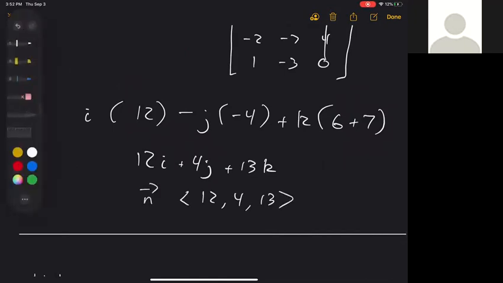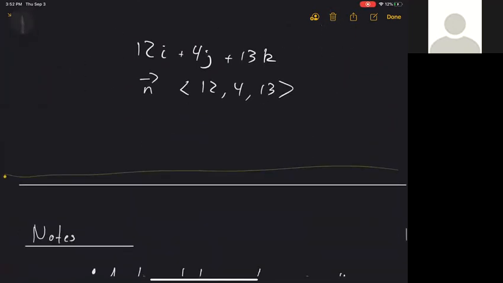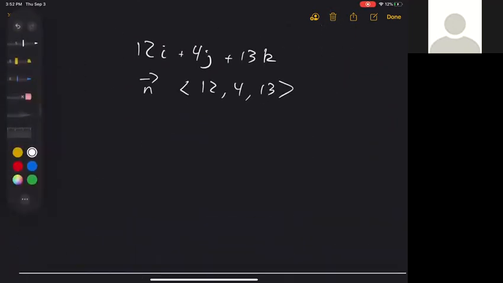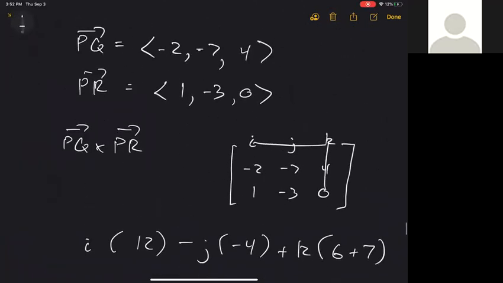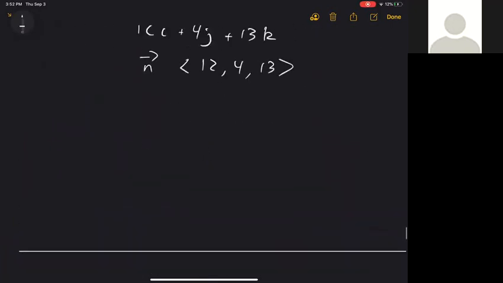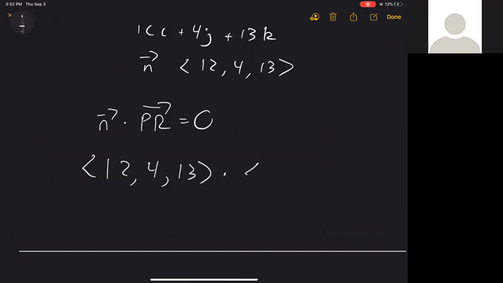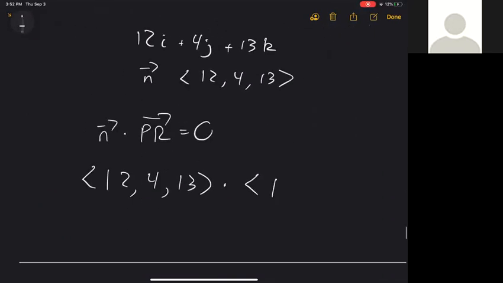Okay. So I've got my normal vector, and I've already found 2 vectors in my plane. These 2 vectors are in my plane, right? So I can pick either one of these. Let's pick PR, 1, -3, 0. I know n dot PR is going to be equal to 0. That's the equation of my plane, my vector equation, which I could write 12, 4, 13 dot 1, -3, 0 equals 0.